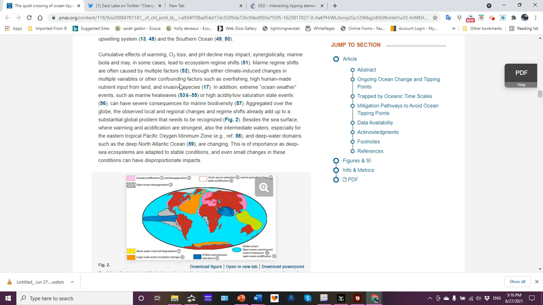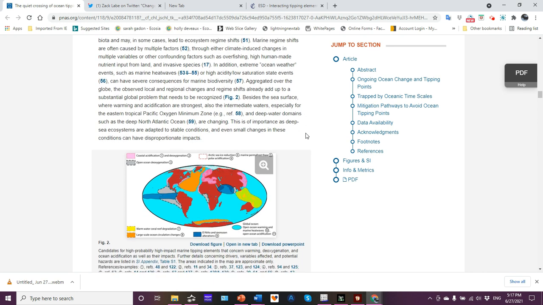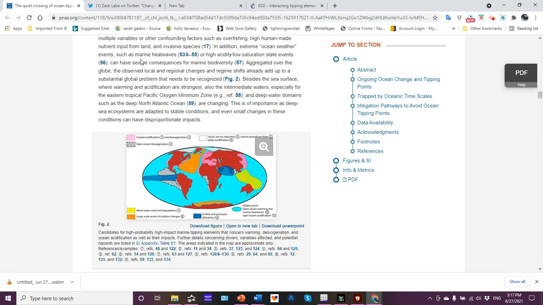Marine regime shifts are often caused by multiple factors, either climate-induced changes or other confounding factors such as overfishing, high human-made nutrient input from land, invasive species. Extreme ocean weather events, marine heat waves, high acidity, low saturation state events can have severe consequences for marine biodiversity. And when you take this all cumulatively, it can lead to a big problem.